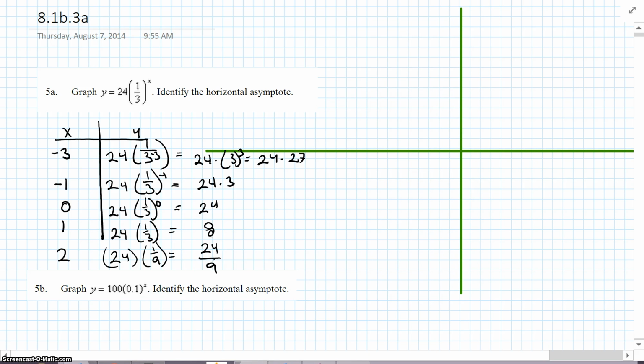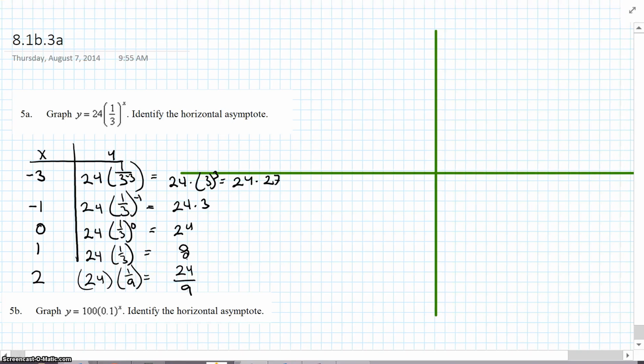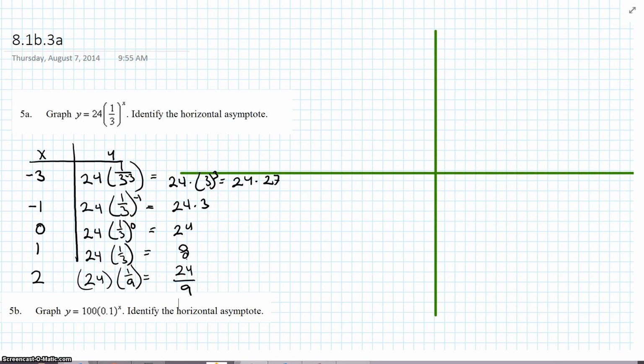Okay, and you could go on and on, and what you're going to find out is it's never going to approach 0. So let's plot the points and check it out. So when x equals -3, y equals something really, really high, way up there. When x equals -1, it's going to equal 72, so it's way up there too. When x equals 0, y equals 24. So let's make each of these 4: 4, 8, 12, 16, 20, 24.